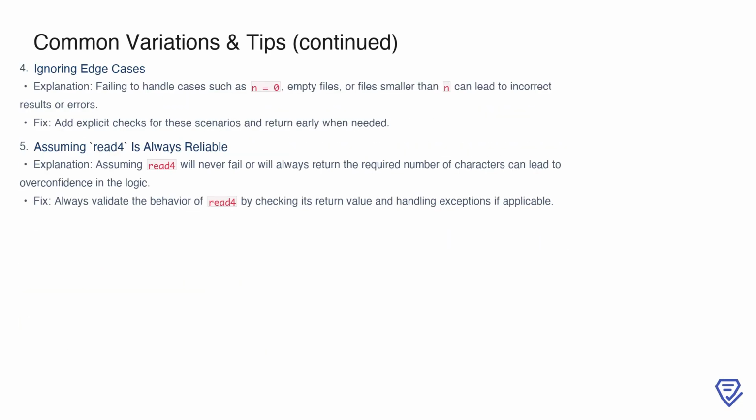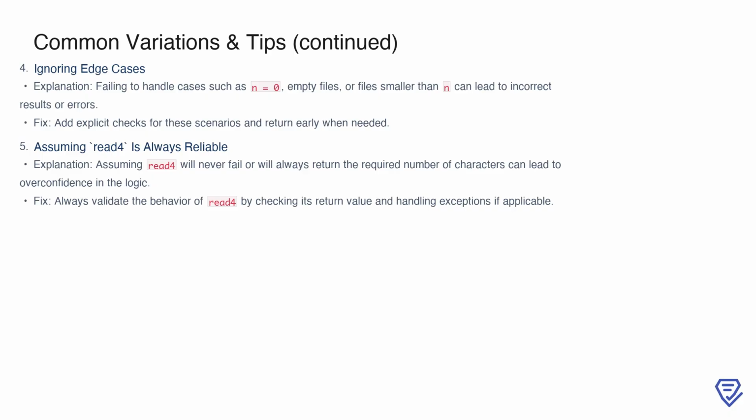Additionally, ignoring edge cases can lead to errors or incorrect results. For example, scenarios where n is 0, the file is empty, or the file size is smaller than n might not be handled properly. To address this, include explicit checks for these situations and return early if necessary.